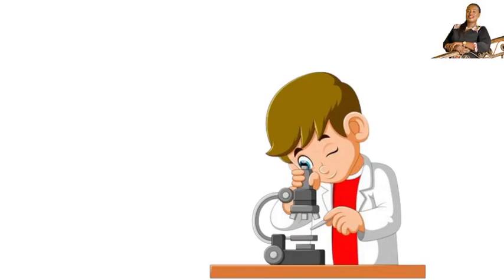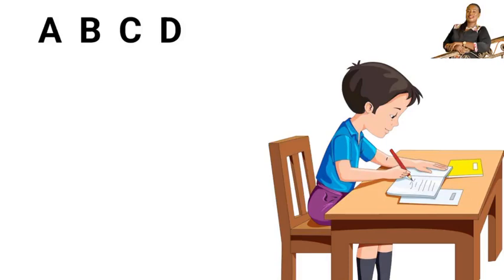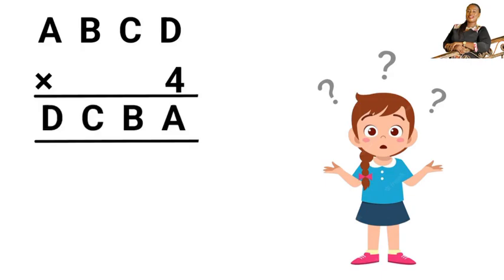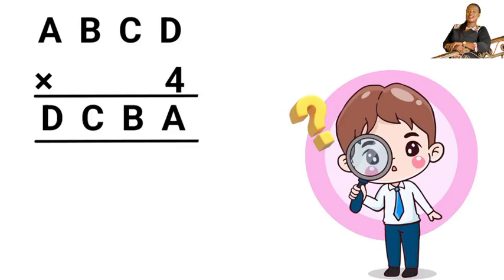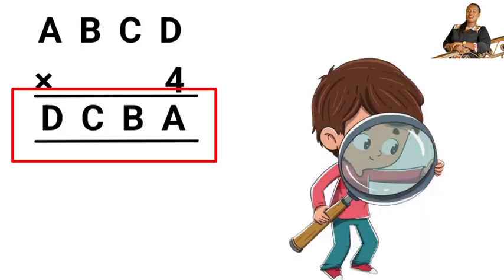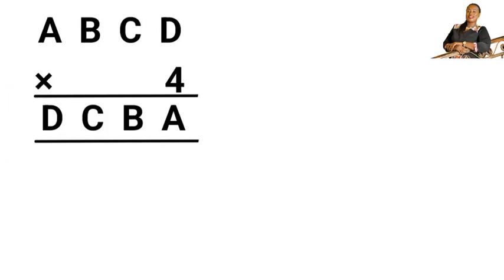We are to find a 4-digit number A, B, C, D. When this is multiplied by 4, the result has the same digits but in reverse order: D, C, B, A. If we examine this question, you take note that A, B, C, D gives a 4-digit number as the answer. So the number we multiply, A, B, C, D, by 4 must not give us a 5-digit number.